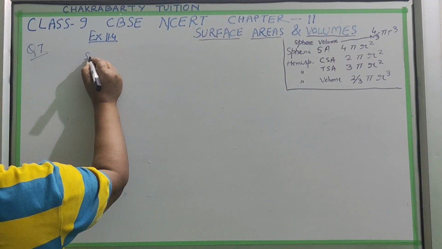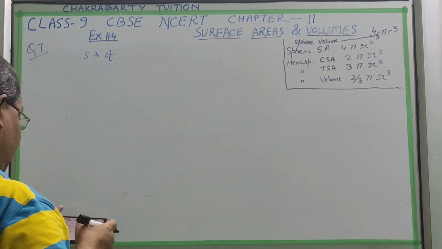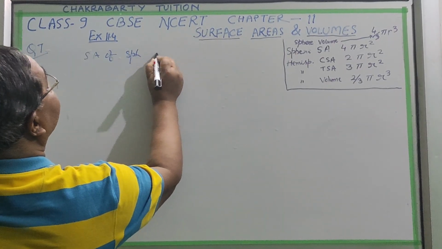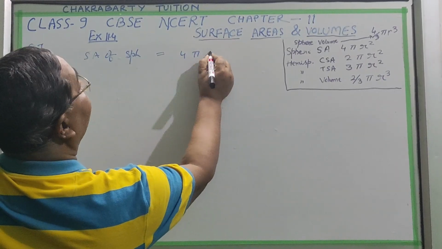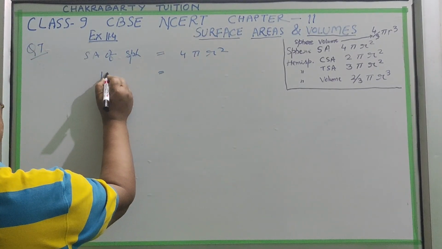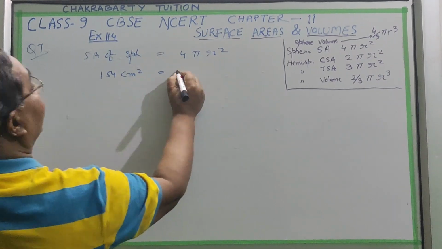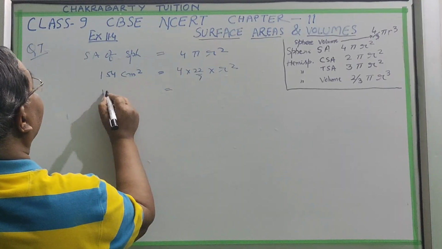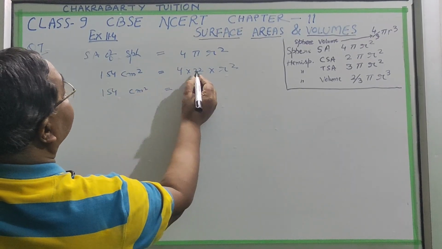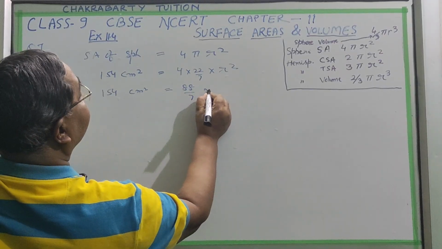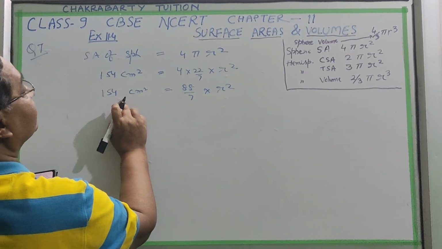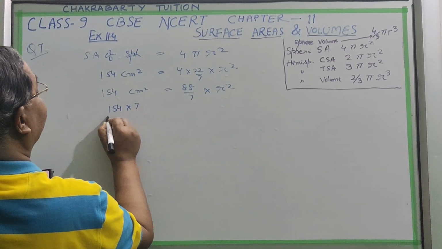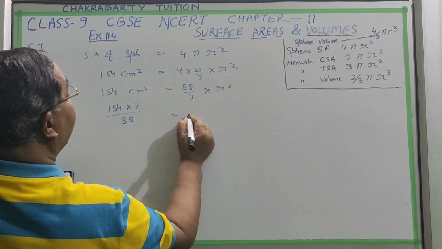So surface area of sphere is equal to 4 pi r square. Here it is given in the question 154 cm square. So 4 into 22 by 7 into r square is equal to 154 cm square, which is 88 by 7 into r square. This figure will come to this side and cross multiply. So 154 into 7 upon 88 is equal to r square.